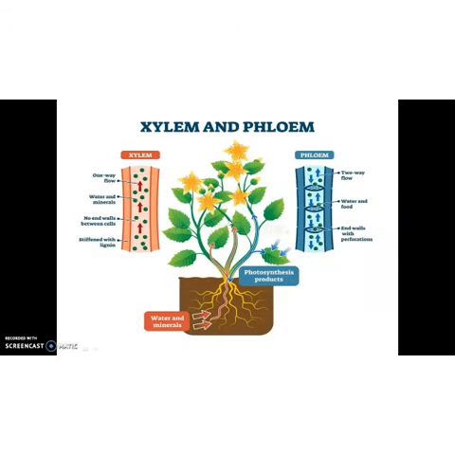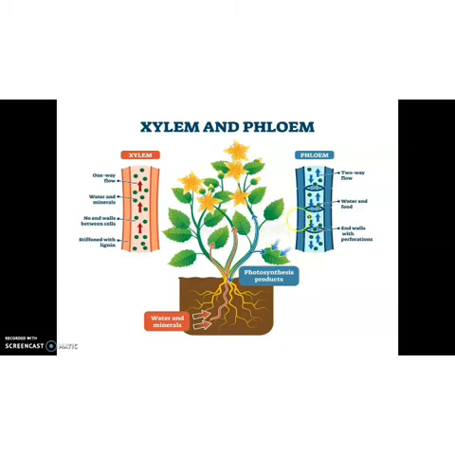Okay? And about the direction, the movement. Children, in xylem, it is having a one-way trafficking. But in the case of phloem, the movement of substance is bidirectional. Why?